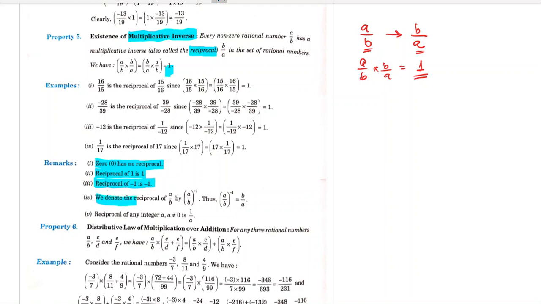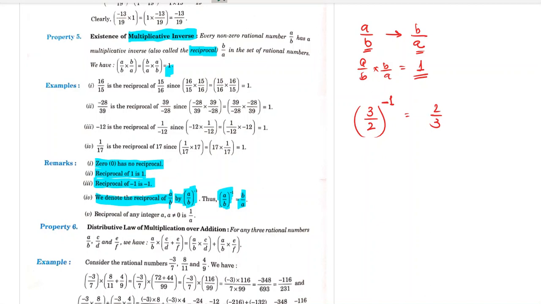We denote the reciprocal of a by b by a by b the whole raised to minus 1. So a by b the whole raised to minus 1, which is the reciprocal of a by b, will give you b by a. Right? Let me show it again. Suppose I have 3 by 2. If I express it like this, 3 by 2 raised to minus 1, it will give me 2 by 3. So raised to minus 1 means reciprocal.